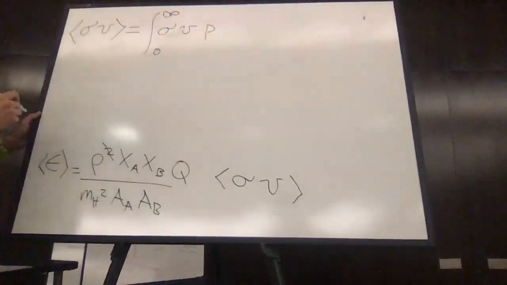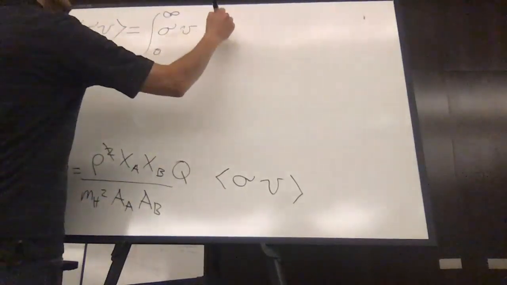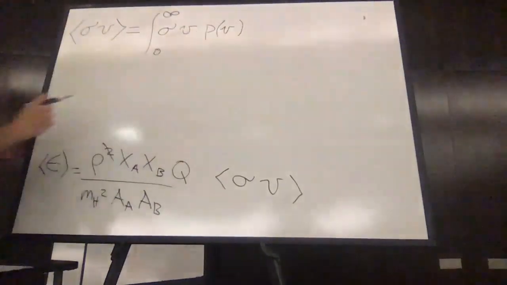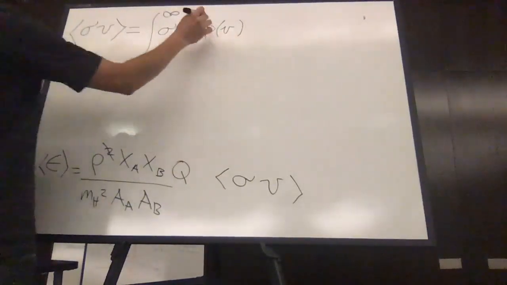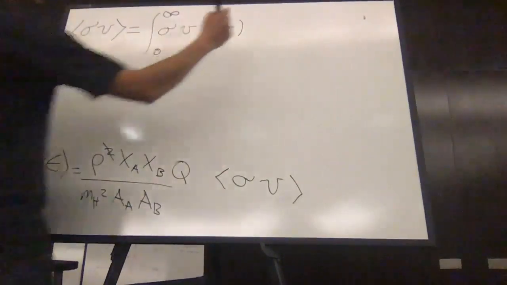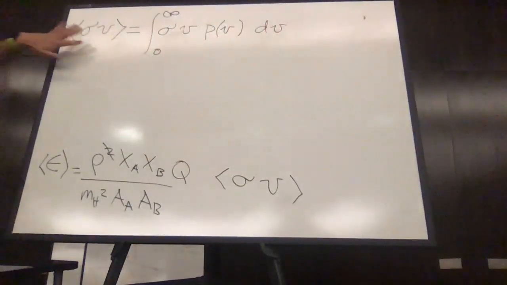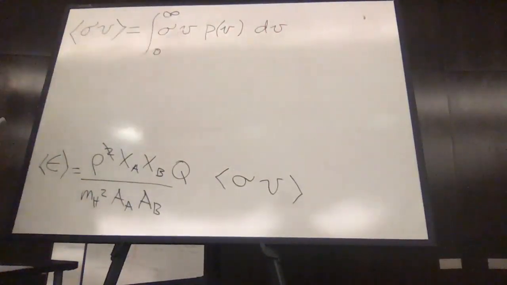So I know that I called it F in the homework, the Maxwell-Boltzmann distribution, but I'm going to use F for something else. I'm just going to call it P. I'm not going to use this P very much. Okay, so this is just the definition of the expectation value. I'm going to put in the distribution. So I'm going to replace it.